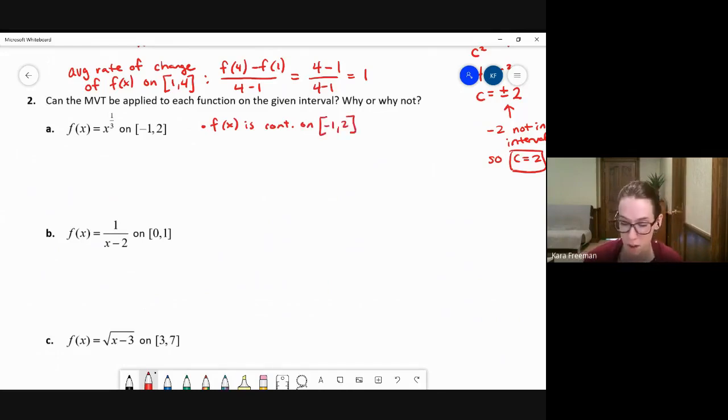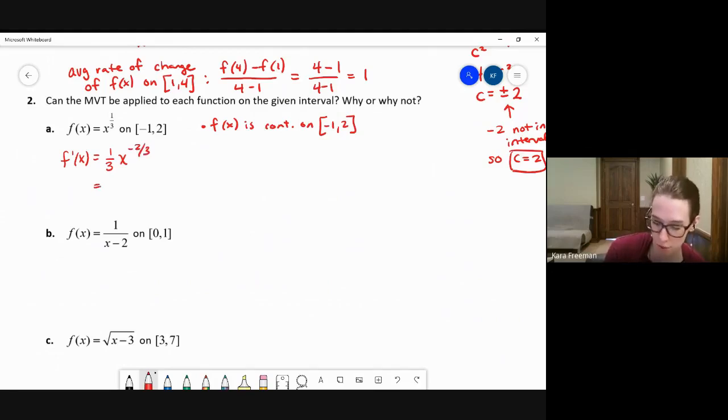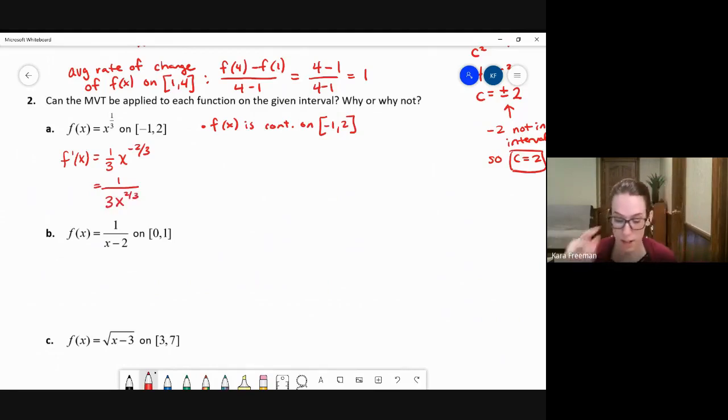Check. Now, to determine if it's differentiable, we need to find its derivative and see if its derivative is continuous on that interval. So let's find f prime by doing lovely power rule. 1/3 x to the -2/3. If you rewrote that, you would have 1/3 x to the 2/3 in the denominator. Is f prime continuous on the interval from -1 to 2?